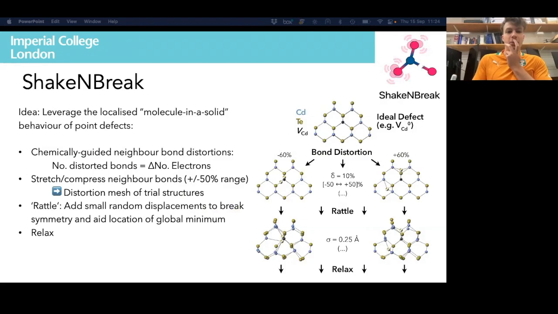Okay. So in our method, what we do is try to leverage the localized, molecule-in-a-solid type behavior of point defects to efficiently navigate the structural potential energy surface.